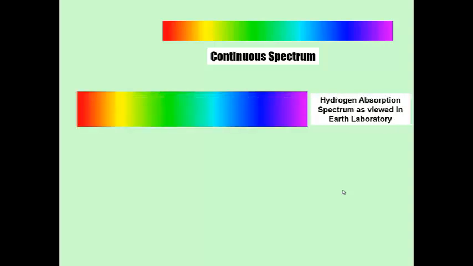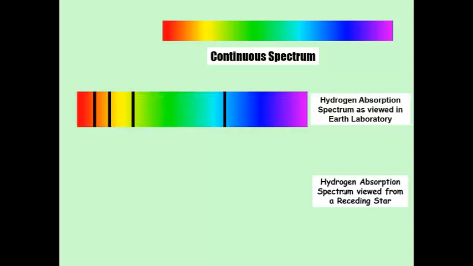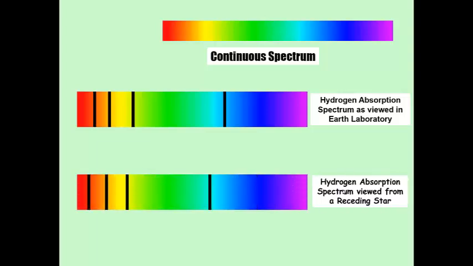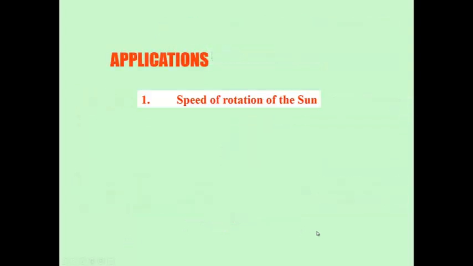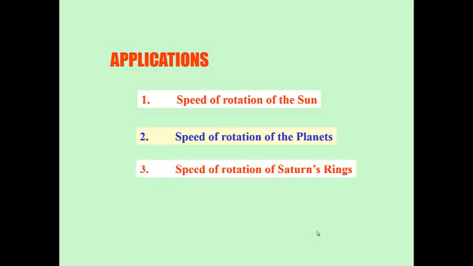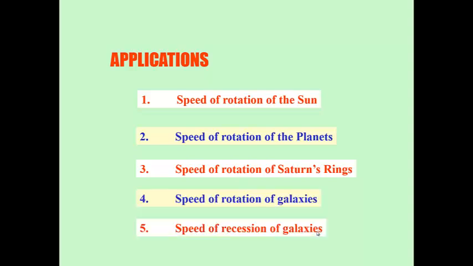How does it actually look on your spectrum? So here's a continuous spectrum, and if you look at your hydrogen spectrum from a hydrogen source, that's what it would look like. But a red shifted spectrum is shifted into the red, just out of that region. A blue shifted spectrum would be in the opposite direction. What sort of applications does it have? Well, you can look at different things like the rotation of the sun or rotation of the planets, rotation of Saturn's rings, rotation of galaxies or recession of galaxies. You can even use it to look at the origin of the universe.